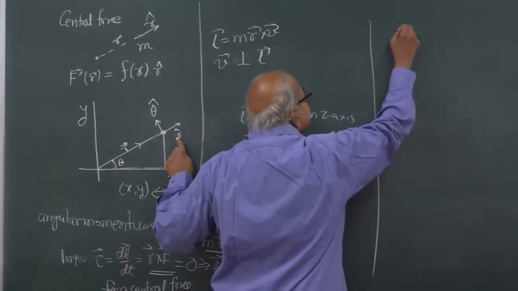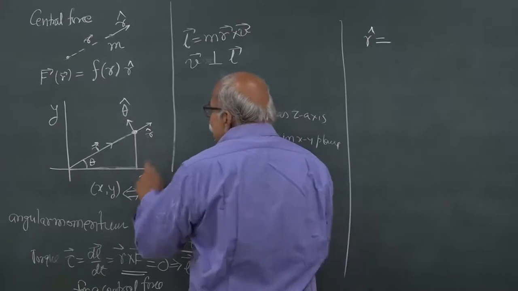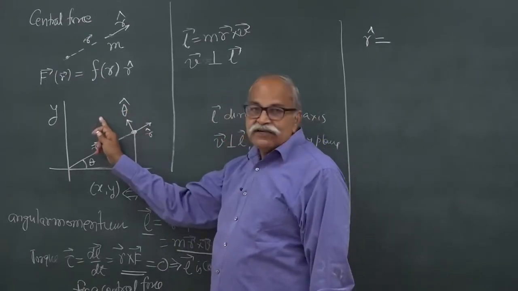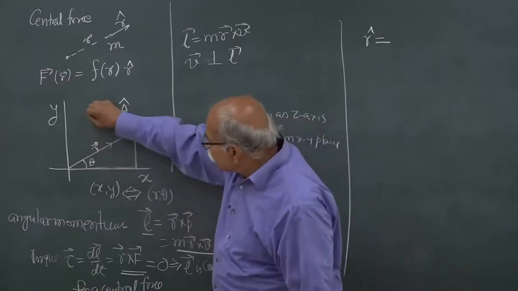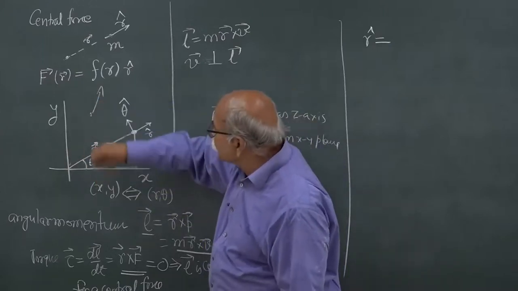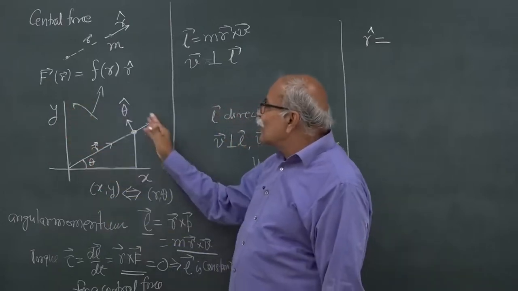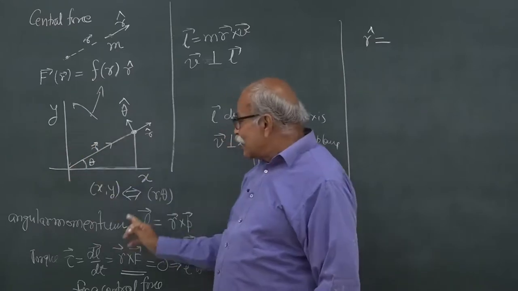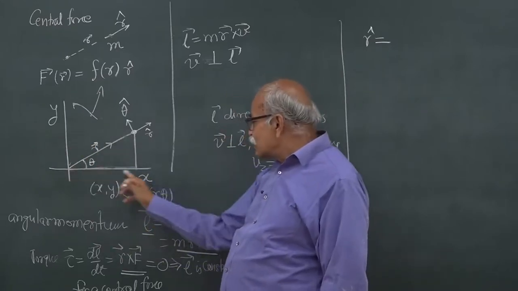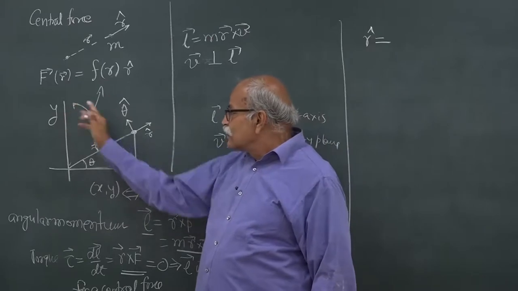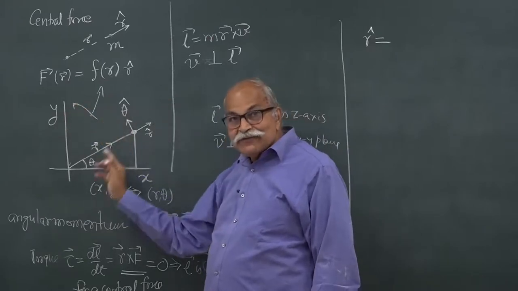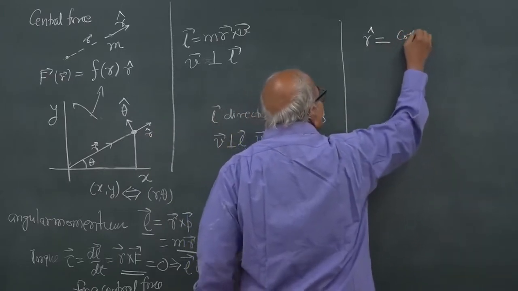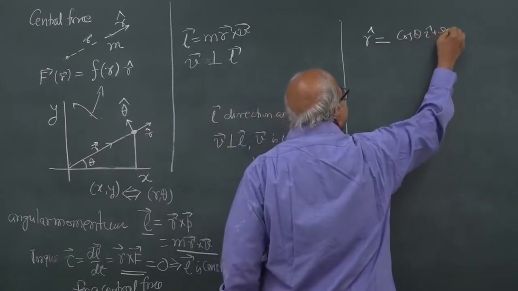What is this r cap in terms of i cap and j cap? Remember, this r cap and theta cap, they depend on where this point is. If the point is here, r cap is in this direction, theta cap is in that direction. These are not constant vectors. They depend on the position of the particle. i cap, j cap are constant. X axis is fixed, y axis is fixed, particle is moving. i cap, j cap are constant vectors. So I can write this r cap as cos theta i cap plus sin theta j cap.